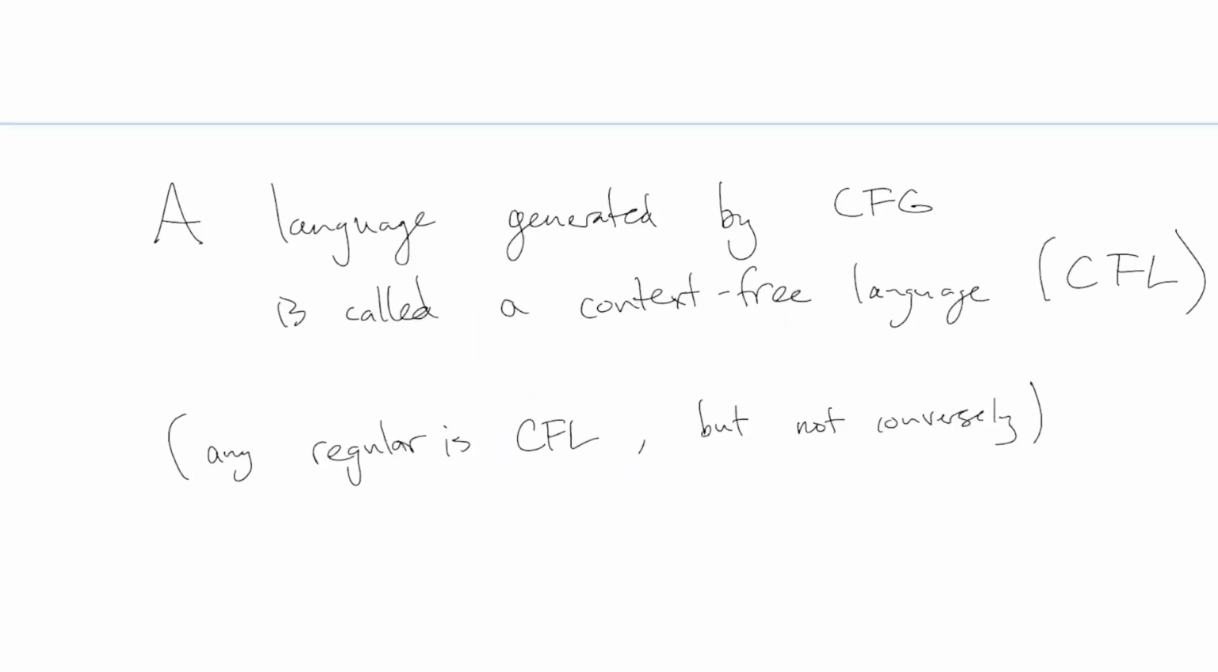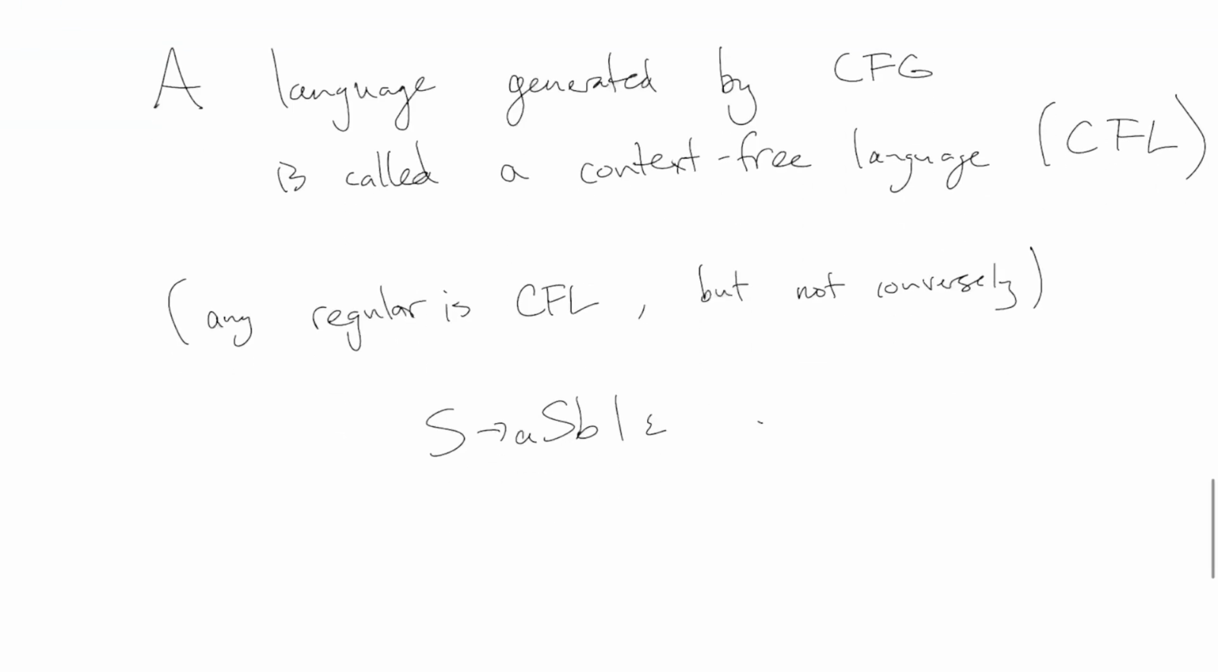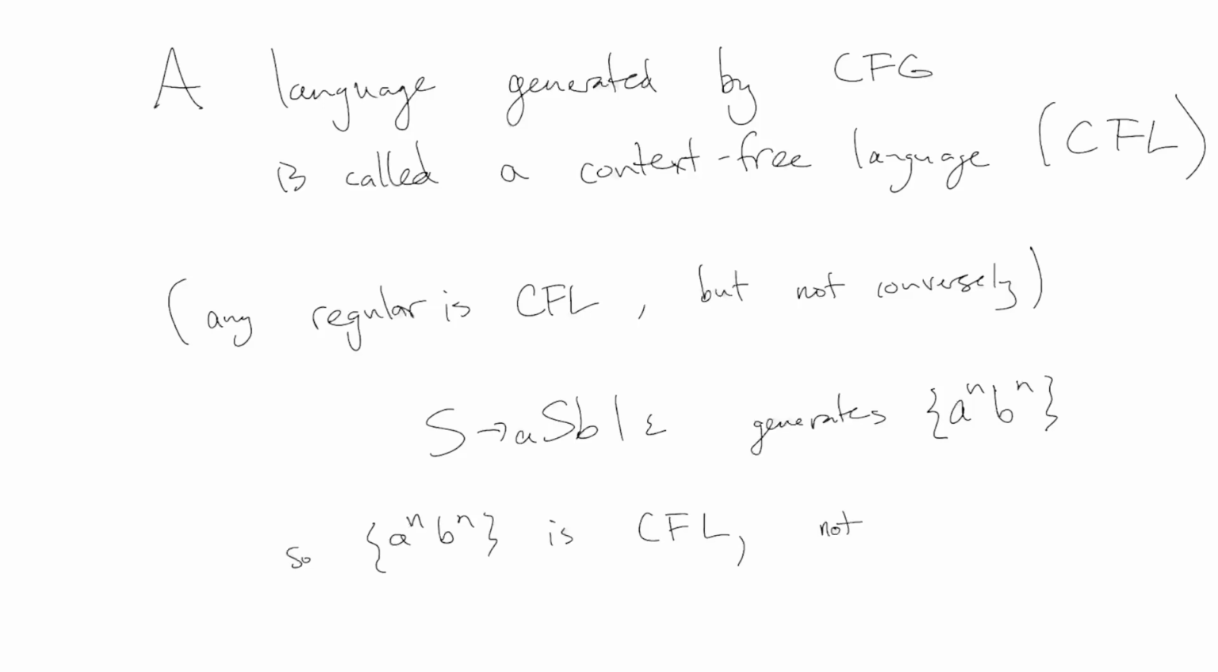For instance, A to the N, B to the N. That's everybody's favorite example. It is context-free because it has a grammar. This is the grammar. We had this example last time. This generates this language, A to the N, B to the N. And that is a context-free grammar because the left side of the arrow is a single letter. So A to the N, B to the N is a context-free language. But as we all know, it's not regular.